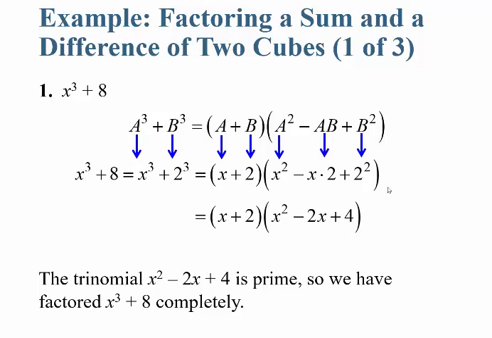All right, so we look at this trinomial here. We know that it is prime because there are no two numbers that multiply to 4 and sum to negative 2. So we've now factored this completely. We can't go any further.